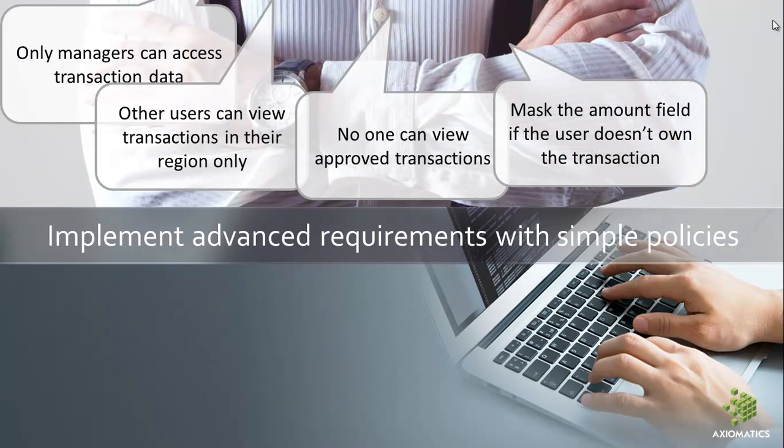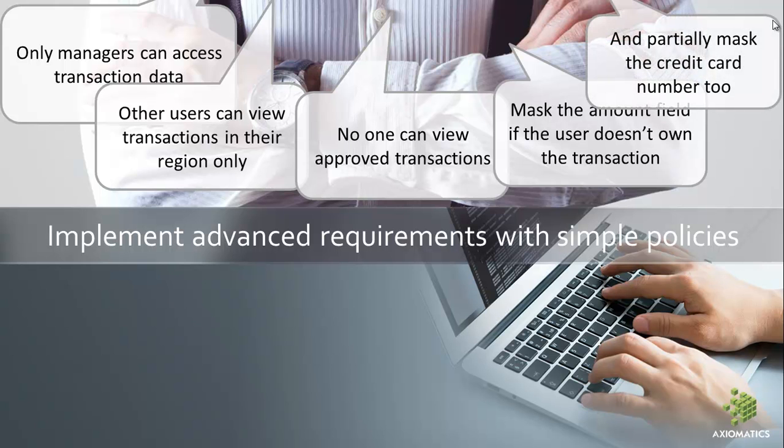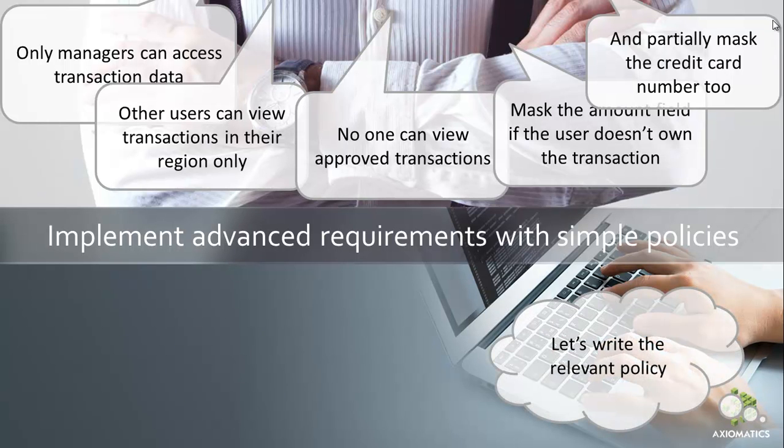And let's insert some masking capability here. Let's mask the amount of the banking transaction if the user does not own the transaction. Finally, because there is credit card information in the transaction, let's partially mask the credit card number by only revealing the last four numbers, and let's apply the rule to everyone. All the developer has to do in the backend is write the relevant policy. It's as simple as 1, 2, 3.